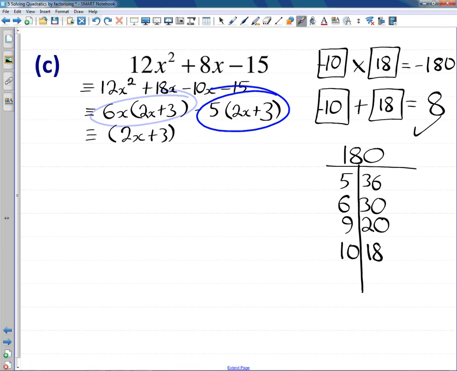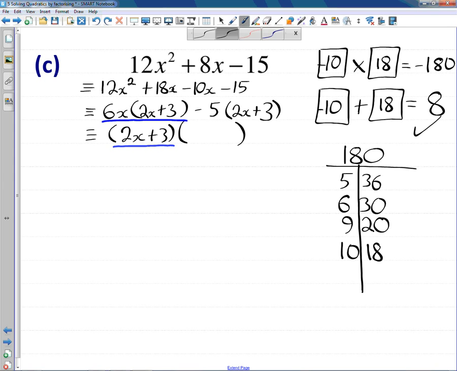So if you've pulled out a 2x plus 3, if you start there, think, what do I have to times 2x plus 3 by to give me 6x times 2x plus 3? And of course I need to times by 6x. And again, if this is our start point, 2x plus 3, what do I have to times it by to give negative 5 times 2x plus 3? Well, of course, a negative 5. And there you go, we've factorised the problem.